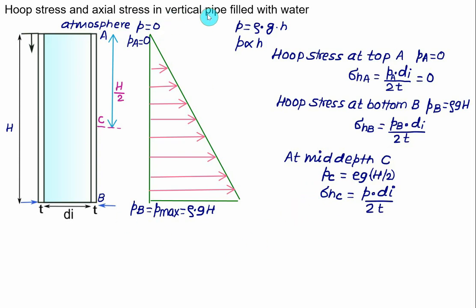All these values of the hoop stresses depend on the fluid. In the case of a vertical pipe filled with water, that is a liquid, the pressure is given as rho times g times h. The product of density and the acceleration due to gravity is constant, so pressure is directly proportional to the depth. As the depth increases, the pressure increases, and correspondingly the hoop stress at the top will be equal to 0, and the hoop stress at the bottom will be maximum. The hoop stress at point C is given as P multiplied by Di divided by 2 times T. This time we have to take the pressure at point C, which is equal to rho times g times H by 2.